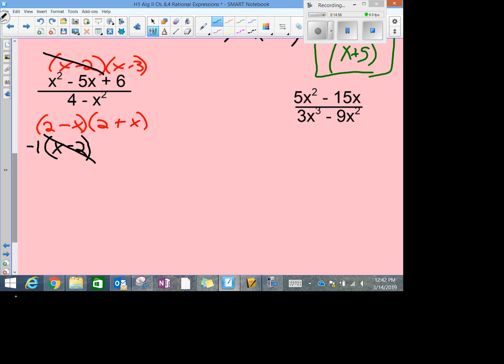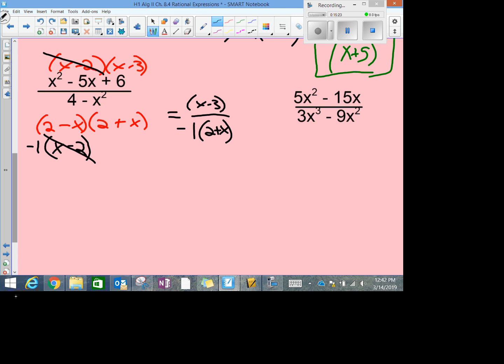And it's really all that cancels, right? So x minus 3 doesn't cancel with anything else, 2 plus x doesn't either. So our final answer here is x minus 3 over negative 1 times 2 plus x. You can leave it like this. You'll get full credit if you leave it like this.